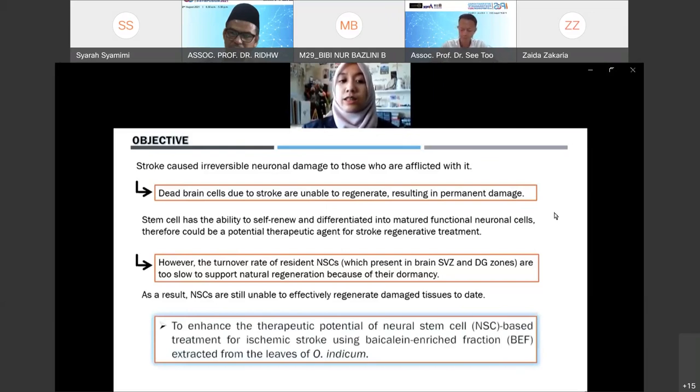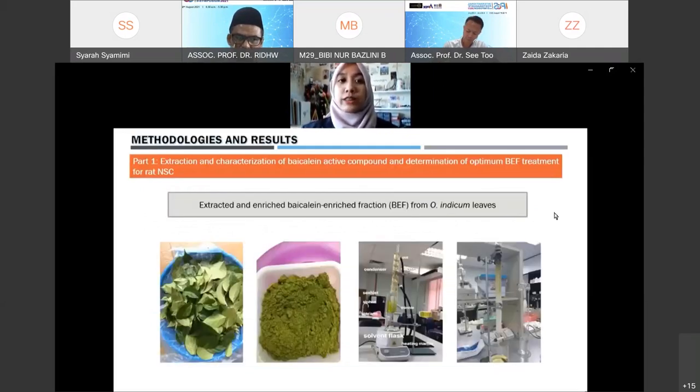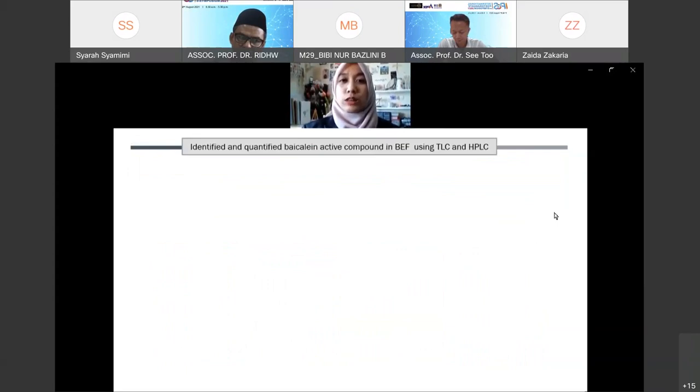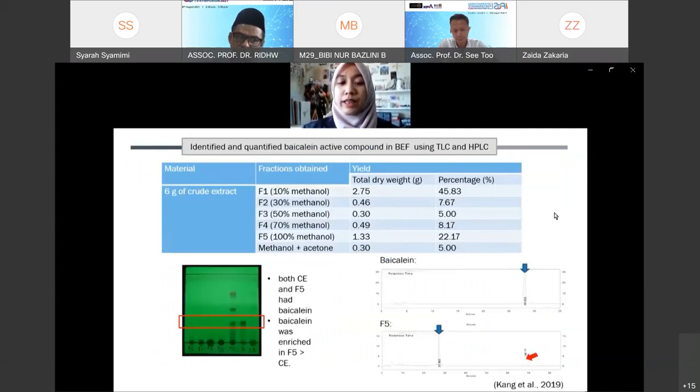So this study is focused on the therapeutic potential of neural stem cell-based treatment for ischemic stroke using baicalin-enriched fraction extracted from the leaves of Oroxylum indicum. The methodologies are as follows. The first part is the extraction and characterization of the baicalin active compound. First, the leaves of Oroxylum indicum were collected and extracted. And then we fractionated it using the column chromatography method to obtain the baicalin active compound. Next, we quantified the baicalin active compound in the baicalin-enriched fraction using TLC and HPLC, and the standard baicalin was used as a control marker.